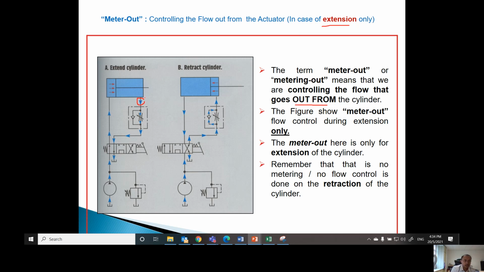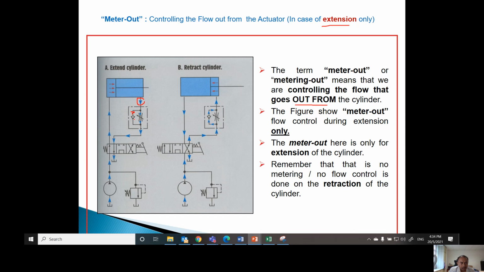So let's try to simulate. In this case, extension only. When the DCV is in this position, the cylinder will extend, the flow will go in, and then when the oil is leaving the rod end, what happens here? This is blocked.